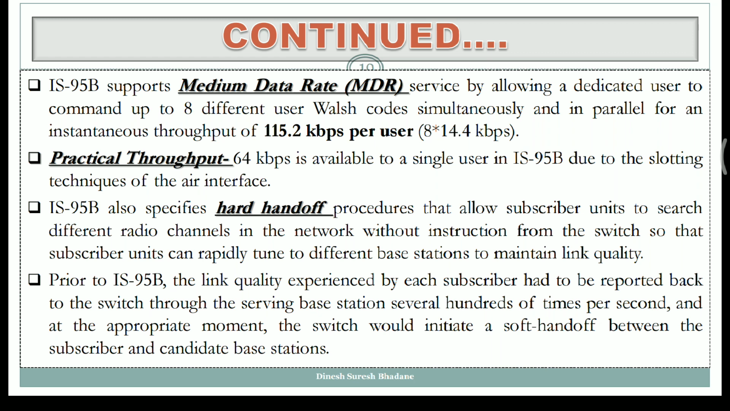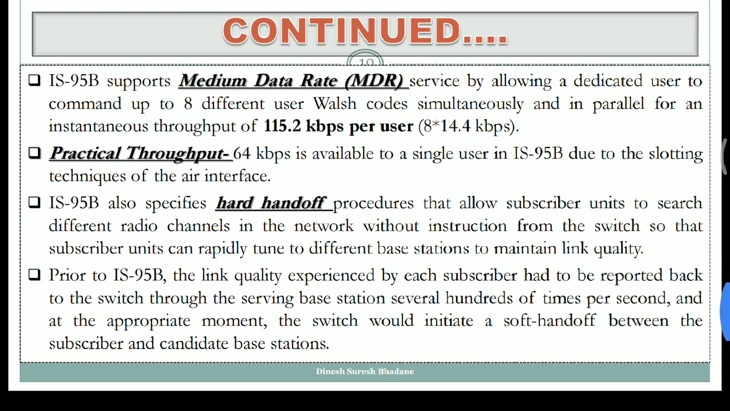Prior to IS-95B, the link quality experienced by each subscriber had to be reported back to the switch through the serving base station several hundreds of times per second, and at the appropriate moment the switch would initiate a soft handoff between the subscriber and the candidate base stations. So from this it is clear that in IS-95B, medium data rate is used. Its practical throughput is 64 kbps, which is available to the single user, and it uses hard handoff.